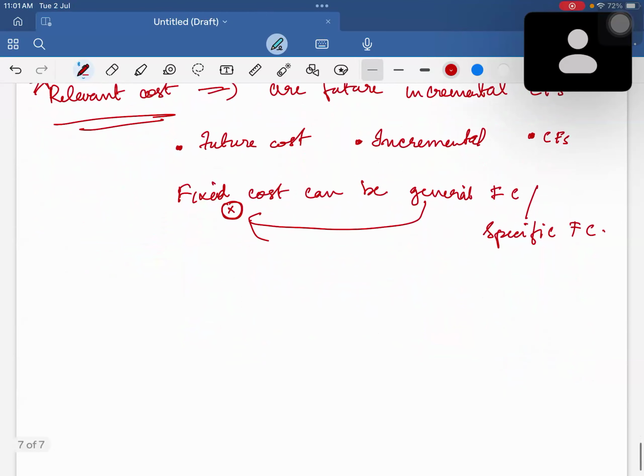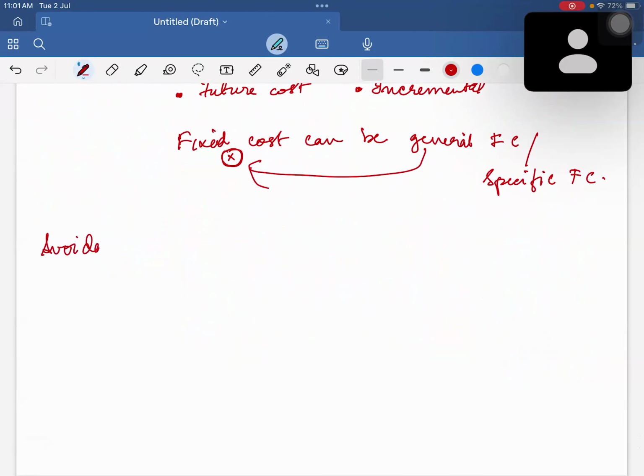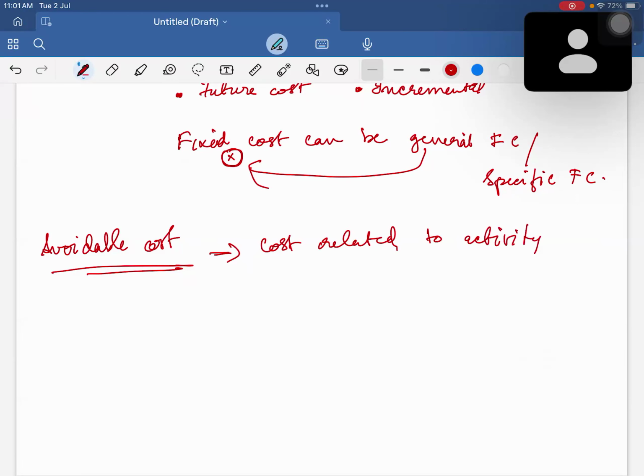Next is the last topic: avoidable cost. Avoidable cost is when you have decided not to take something, and it can be avoided as such. Or if you decide to take something, but that cost necessarily won't make a difference to your decision, then that is called avoidable cost. Understood?